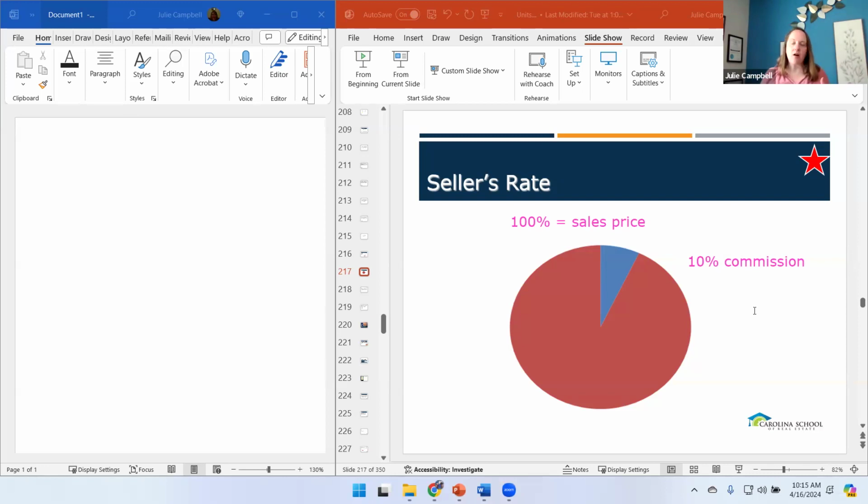Once the seller pays our commission, the seller's rate is whatever is left. The number that goes in the T-bar is whatever's left. So we started with 100%. They gave me 10%. So what's the seller's rate? The seller's rate, what goes in the T-bar, is 90%. And that's how we calculate the seller's rate.